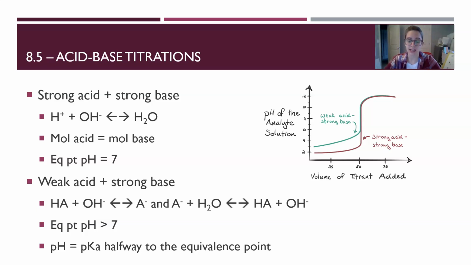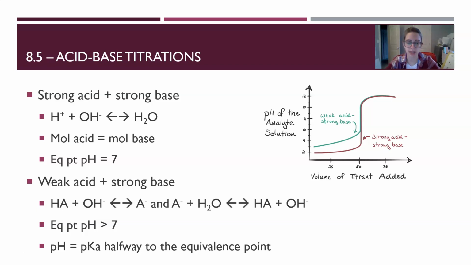So this means at the equivalence point, so when you've reacted all of your weak acid, that means you have all conjugate base or A- in our generic reaction. Then we're going to look at the equilibrium of that A- reacting with water to form the weak acid and then the hydroxide ion again.